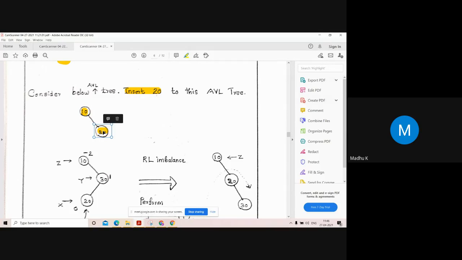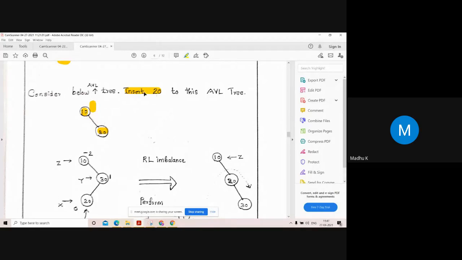Yes, because the balancing factor of this node is 0. The balancing factor of this node is -1. Left subtree, no left subtree, so 0 minus -1. That is actually 1. Height of left subtree minus height of right subtree. So 0 minus -1 is 1. It's also okay. So this is also a BST. So surely this is an AVL tree.